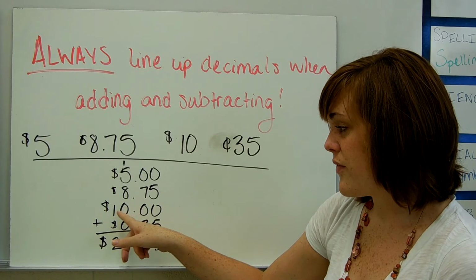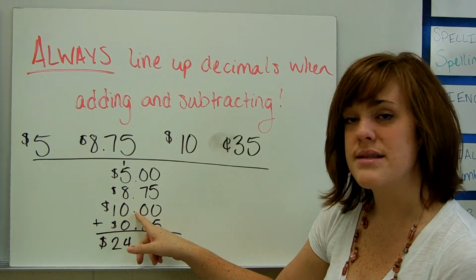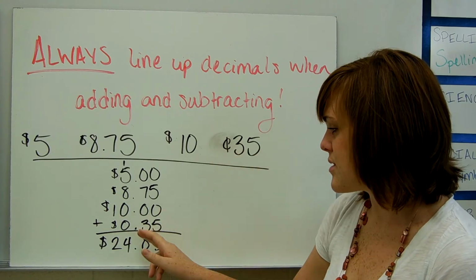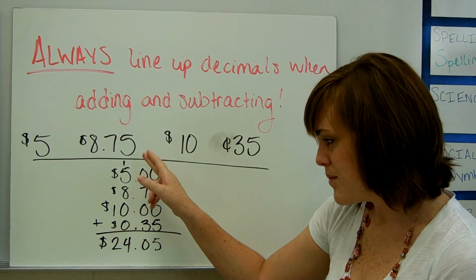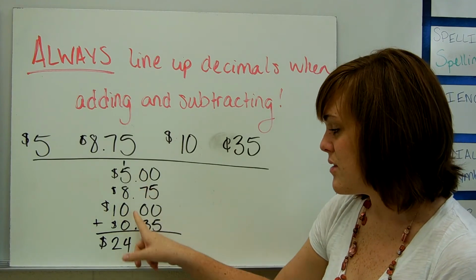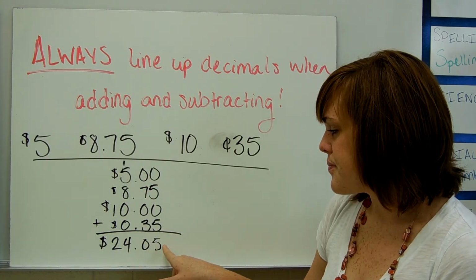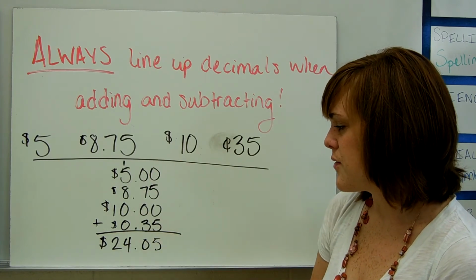And you notice I don't put the 1 there, I put the 1 here so that my decimal lines up. And then I have to rewrite this 35 cents with the 0 and the decimal just to keep those even. And then you'll notice the decimal goes straight down right into the answer too. So when you add those up, you get $24.05.